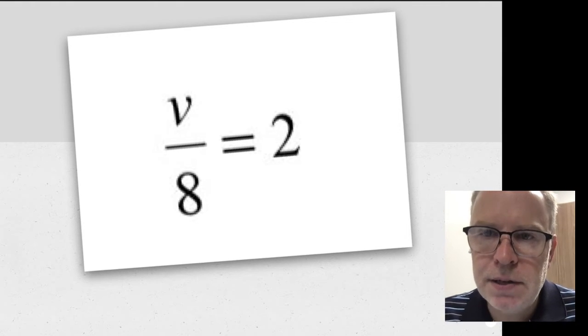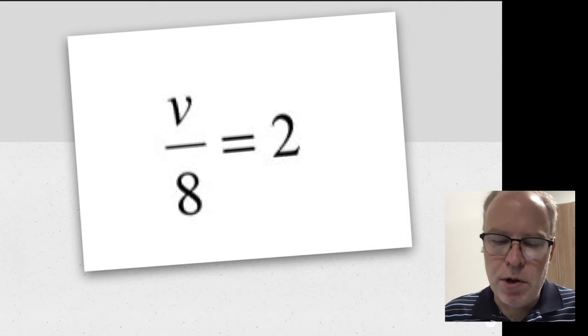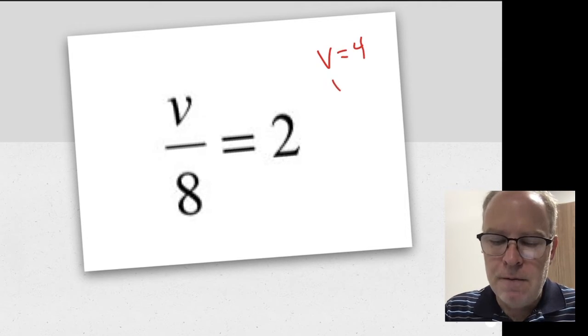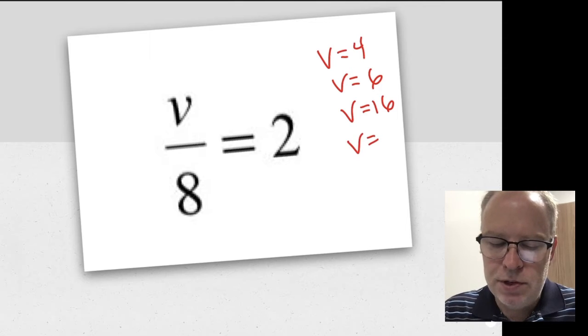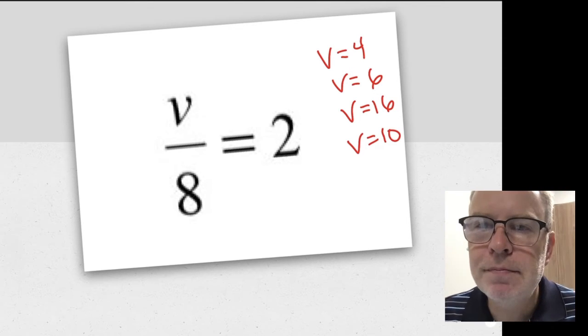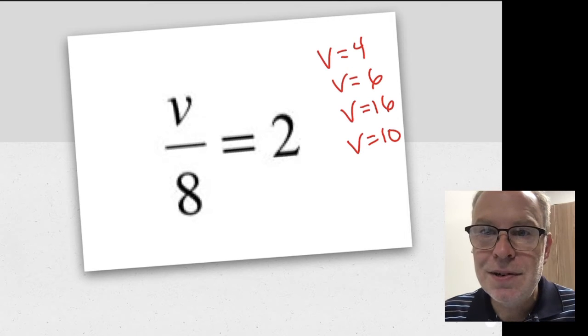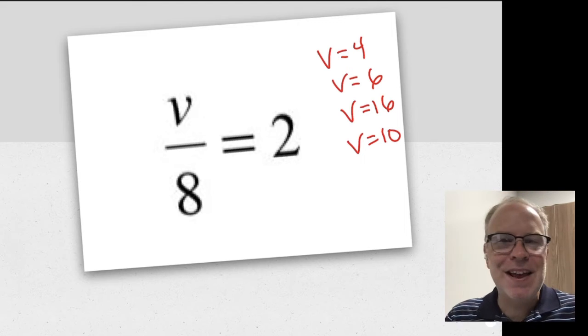To get rid of the 8, what do we do? By the way, I guess I should say, if this were a multiple choice problem, I would have v equals 4 there, and v equals 6, and v equals 16. Maybe even v equals 10. Why not? All right, so which is the answer? Well, let's show work, right? Let's show work and see what the answer is.